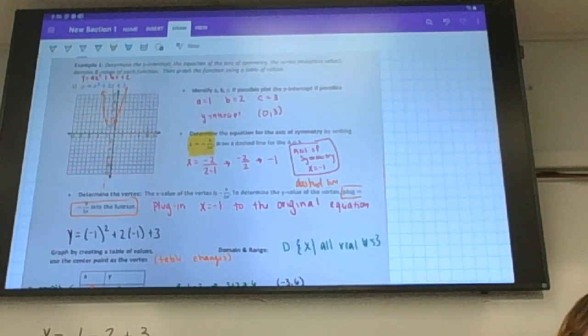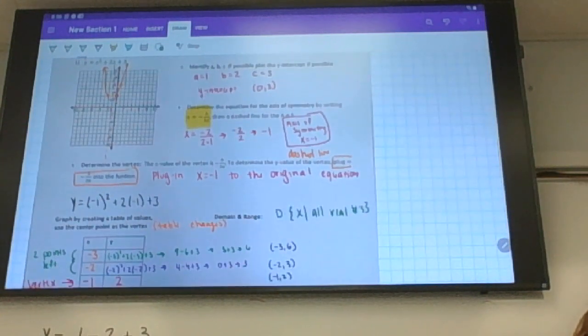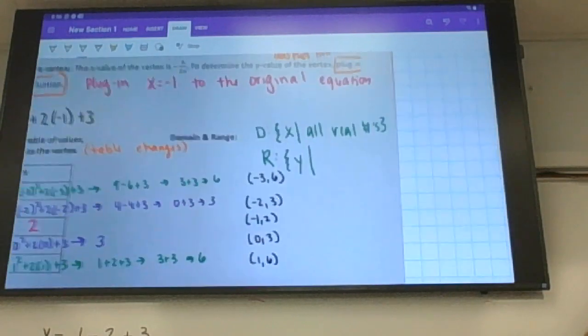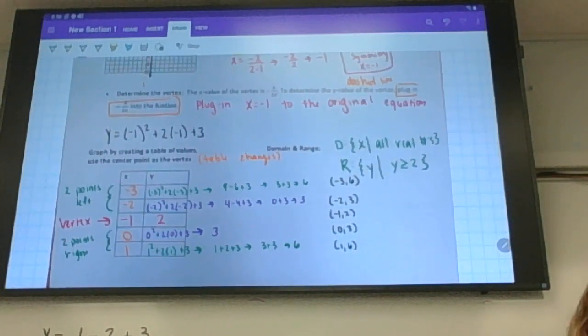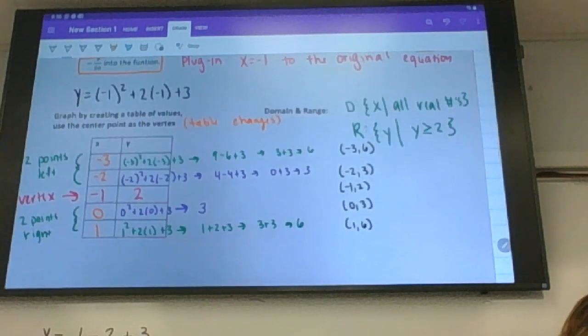Okay, your domain is all real numbers. It will always be all real numbers. The range. Can anybody figure out what the range might be on this parabola? It is 2. Yeah, with these fancy brackets. Patrick, how did you come up with 2? Yes, it's the value of the vertex.